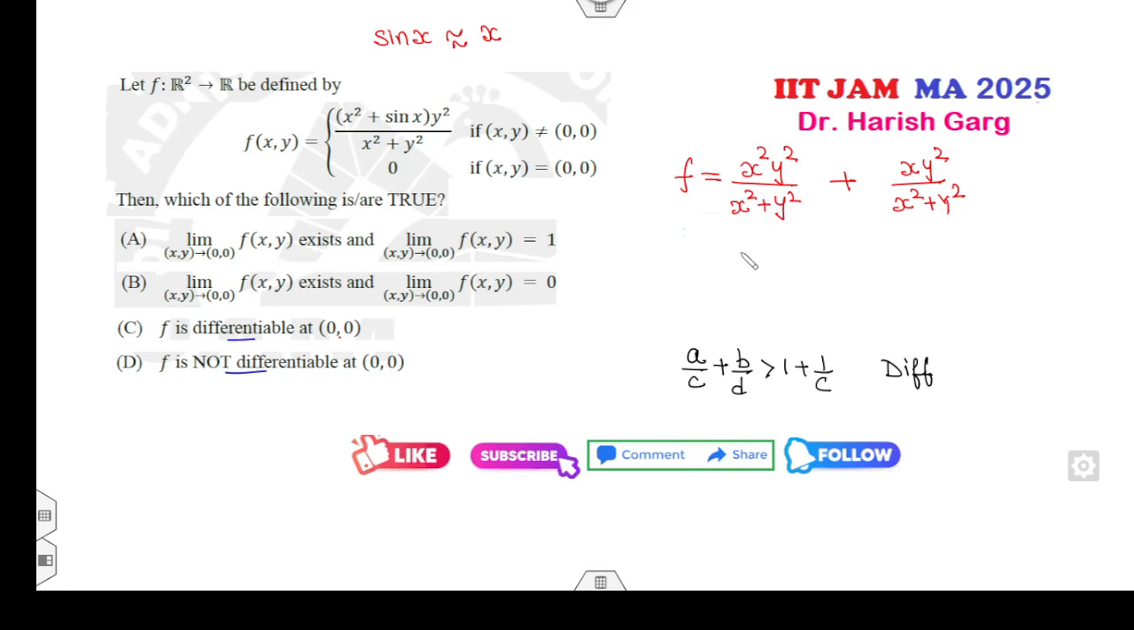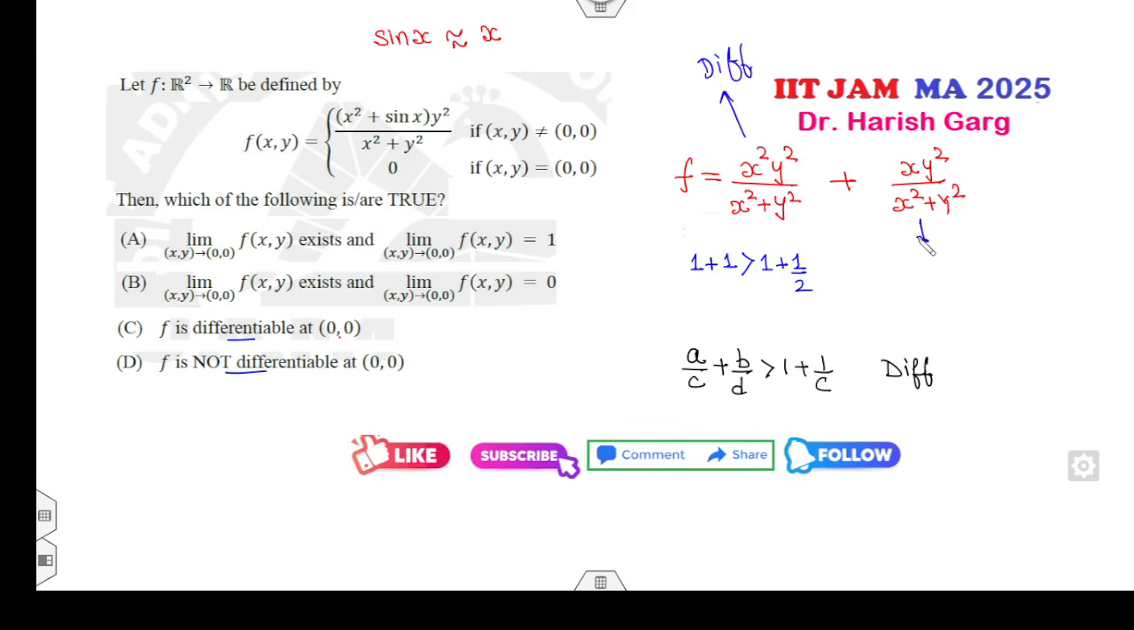So we can check a over c, that is 1, b over d, that is 1. Is it greater than 1 plus 1? No. 1 over c, sorry, 1 over c, is it satisfied? Yes, it is satisfied. So that means the first part is differentiable.